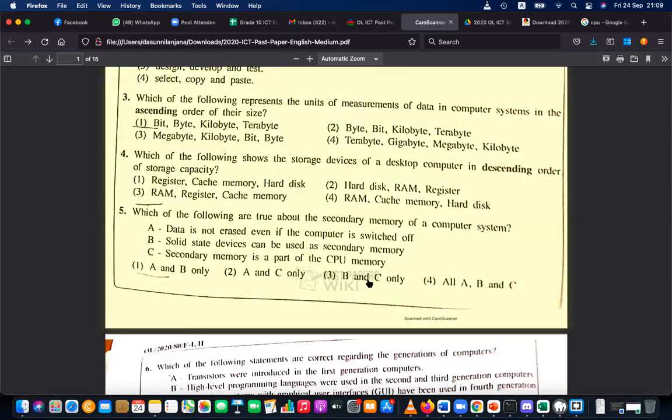Solid state devices can be used as secondary memory. Yes, nowadays we have hard disks, SSD hard disks, and we can use a pen drive as a secondary storage, for booting even. We can use CDs, DVDs. So as for SSDs, solid state means no moving parts.